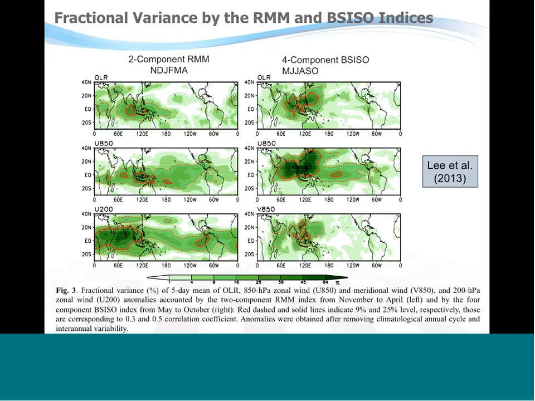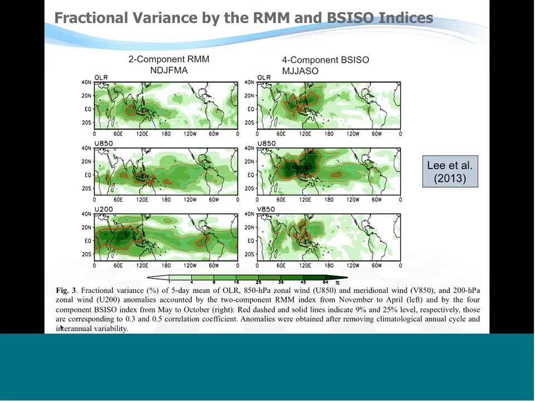And just to show you what those modes account for in terms of fractional variance, on the left side, what these plots are showing are the fractional variance accounted for by the RMM indices, the two-component RMM indices over winter for OLR, U850, and U200 there.